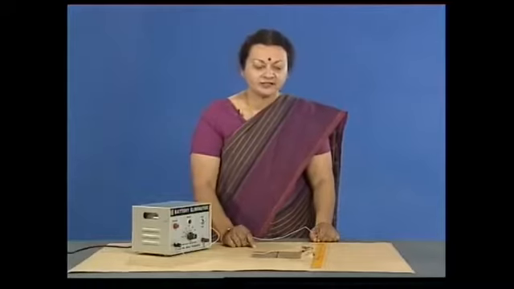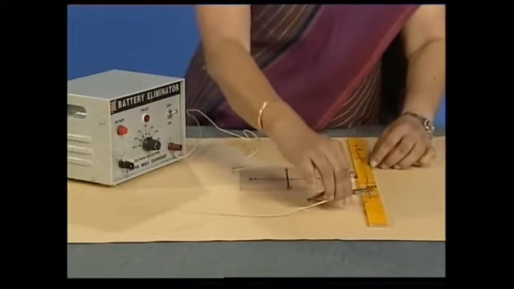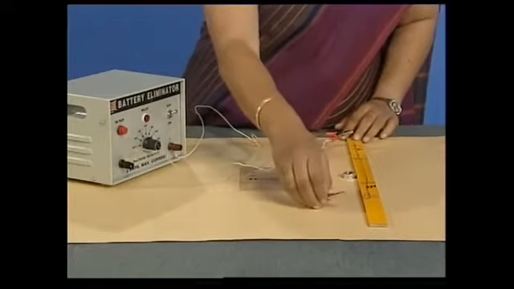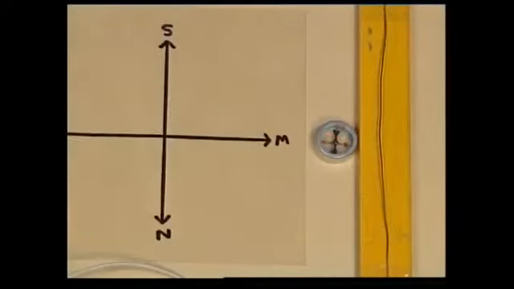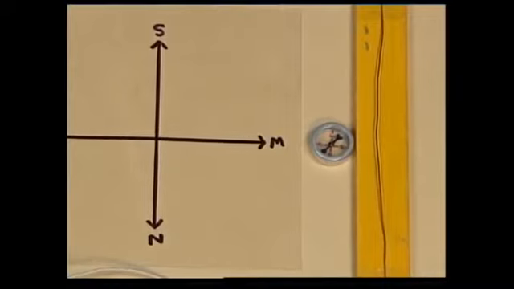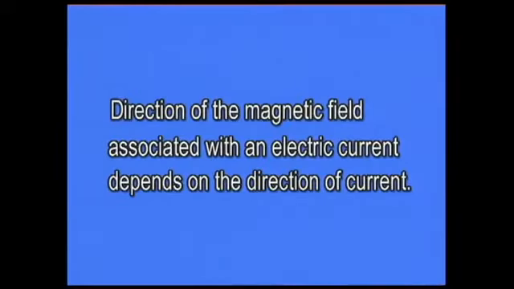Let us now reverse the direction of current in the wire and observe what happens to the compass needle. The direction in which the compass needle pointed also got reversed. So, we have observed that the direction of magnetic field associated with an electric current depends on the direction of current.